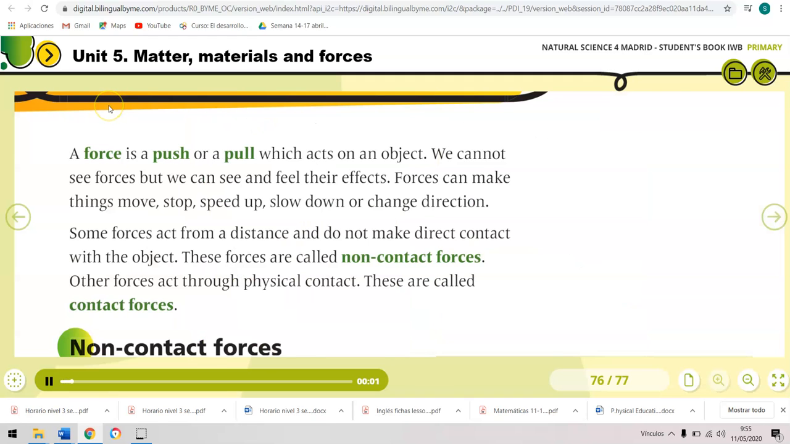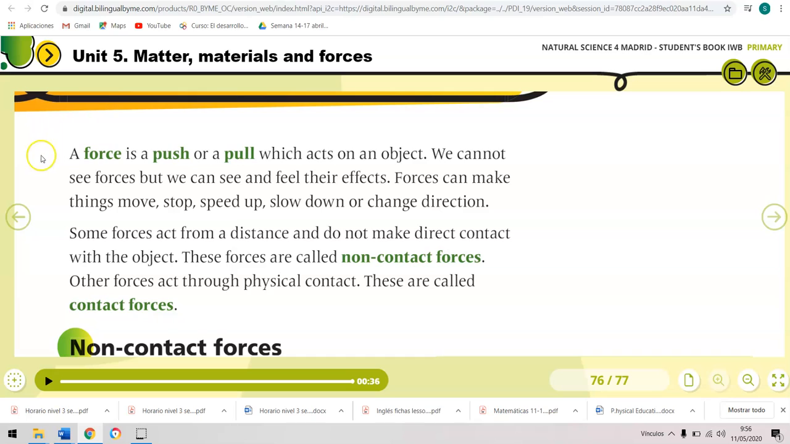A force is a push or a pull which acts on an object. We cannot see forces, but we can see and feel their effects. Forces can make things move, stop, speed up, slow down, or change direction. Some forces act from a distance and do not make direct contact with the object. These forces are called non-contact forces. Other forces act through physical contact. These are called contact forces.